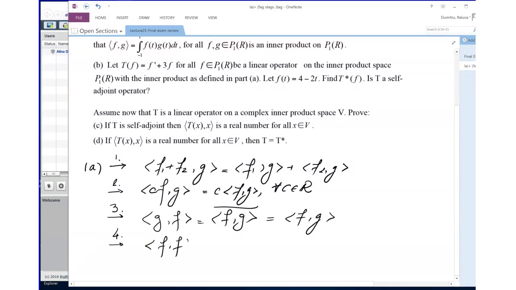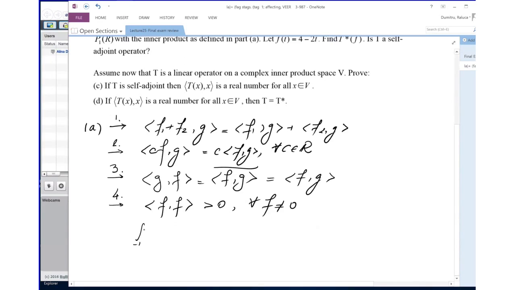the inner product between f and itself is strictly positive for any non-zero function. So that would mean the integral from -1 to 1 of f of t times f of t, so f squared of t dt. Well, it's a function that is non-negative, f squared, so its integral is non-negative, but still it could be 0, so why isn't it 0 unless f is 0?